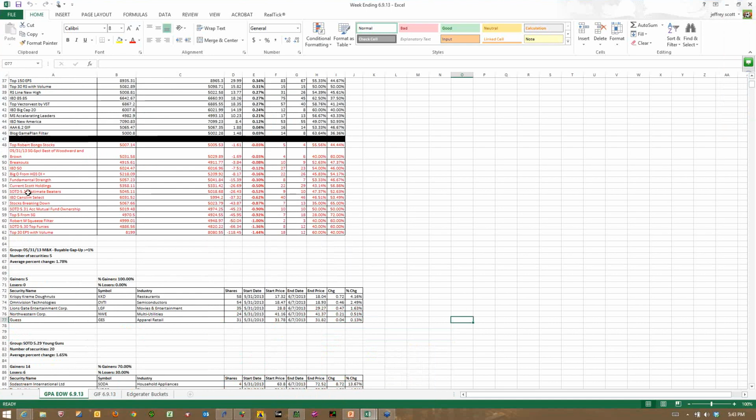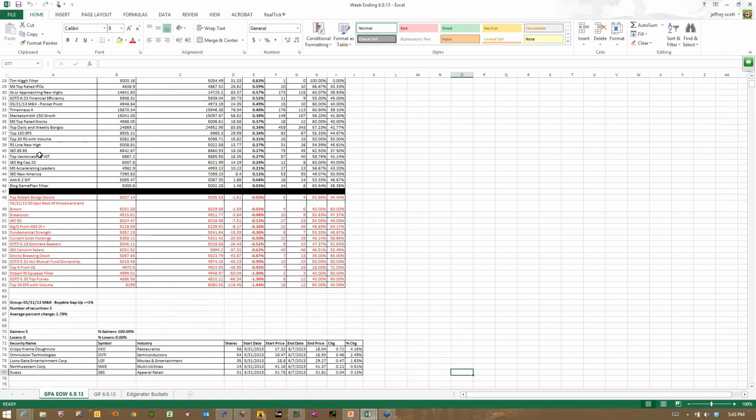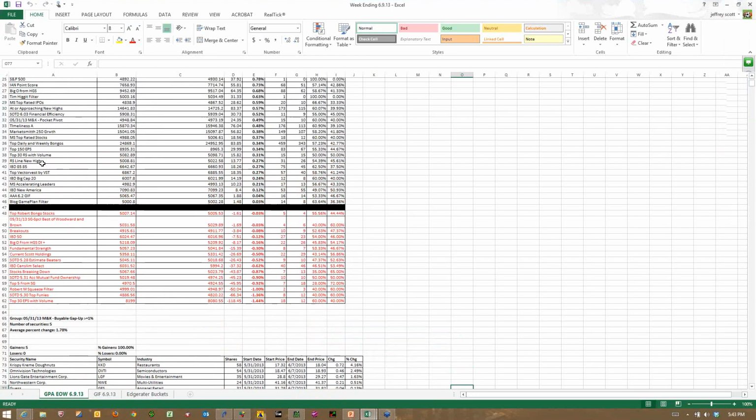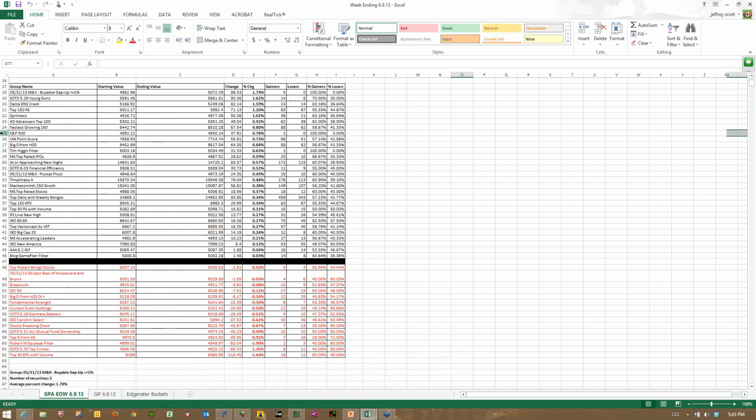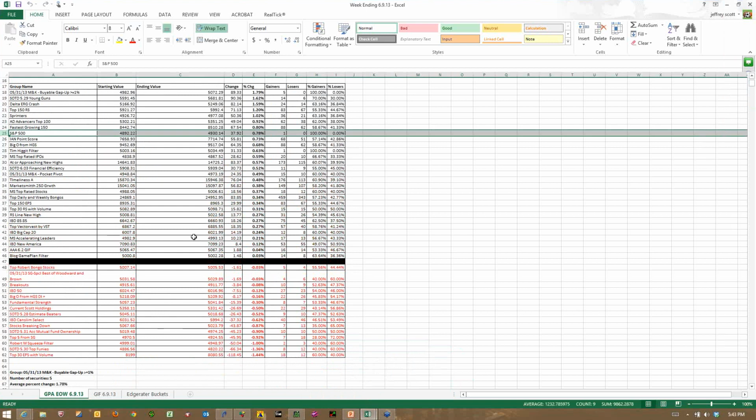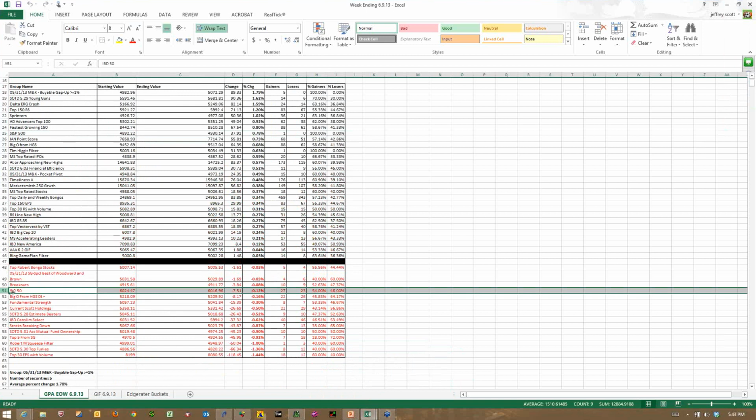So first thing is the S&P 500, which was up 0.78. You can see that the IBD 50 clearly underperformed for the week. So it was not necessarily a great week for growth stocks.